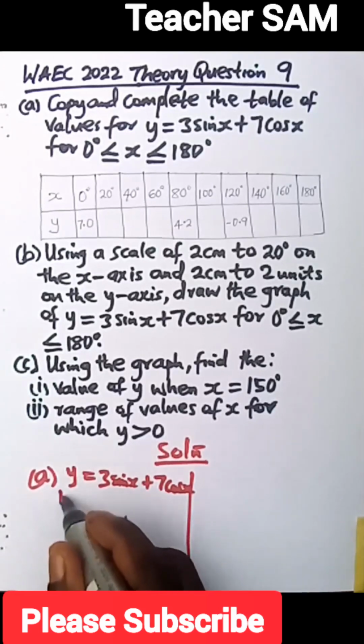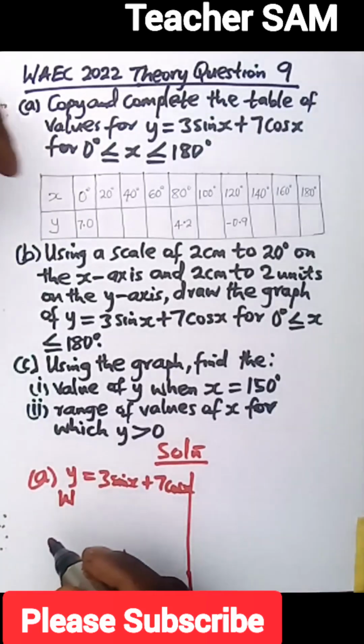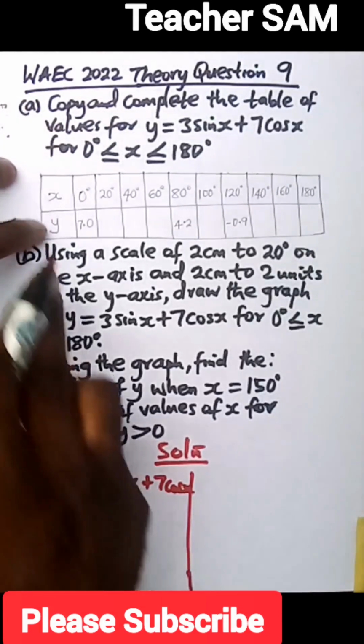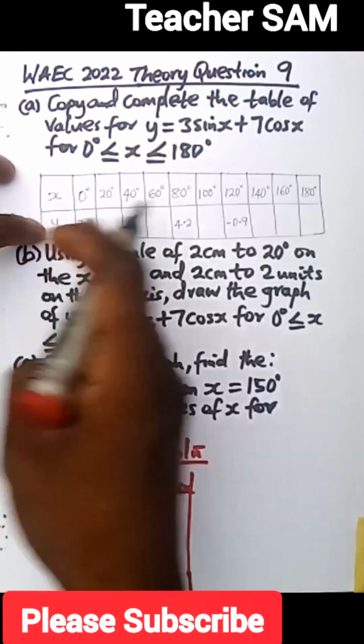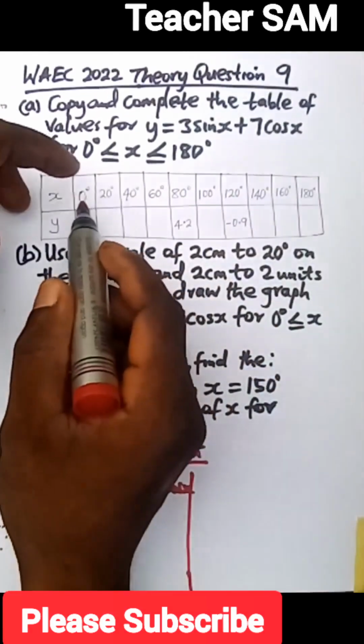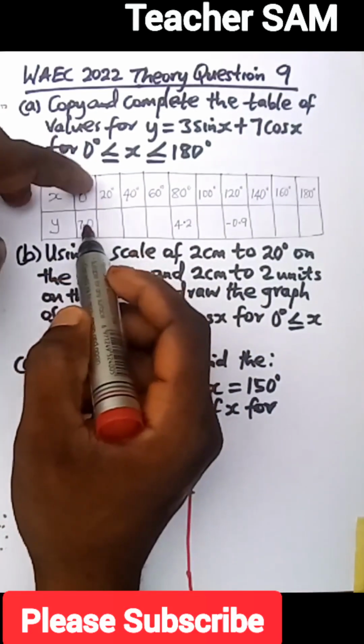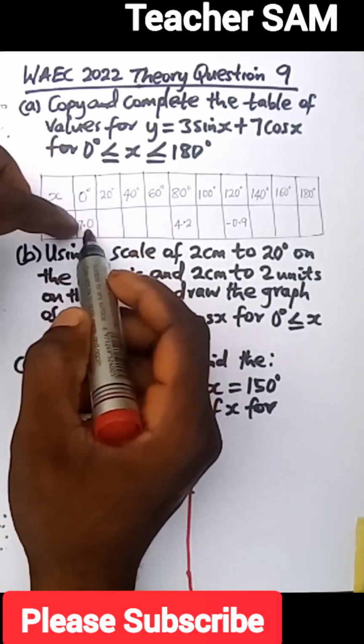Now, let's start with this. We have to fill up these values of y. The values of x are already filled up from the table. So we have a value of 0 here. This one is filled up, that is the value of x. When x is 0, y is 7.0.